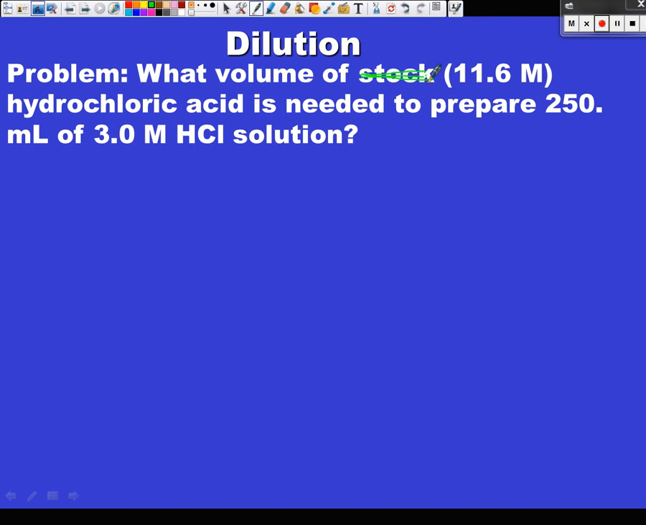Alright, so they say what volume? So what's the question? What volume? So, let's look at our data. We've got a concentration, a volume, and a concentration. So, two concentrations, a volume, and I need a volume. So, what formula are we going to need?